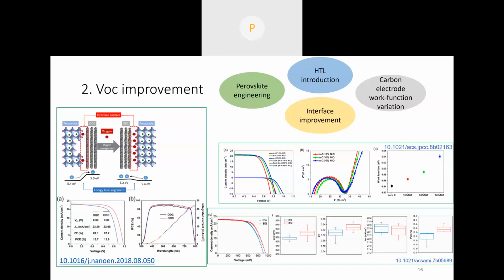Next, in this report they also added nickel oxide. So they modified the work function of the carbon electrode. The pure carbon electrode has a work function of around 4.94, and with 10% nickel oxide it shifted, with 30% nickel oxide it was around 4.99, and then for 50% nickel oxide it reached 5.04.